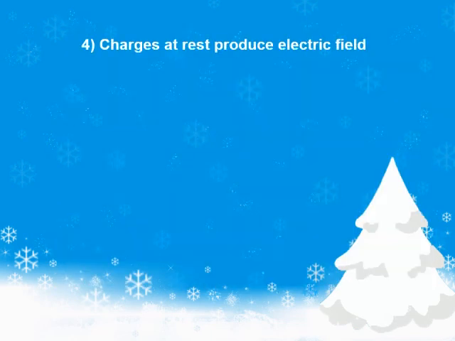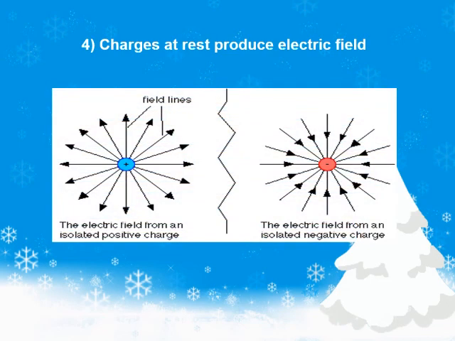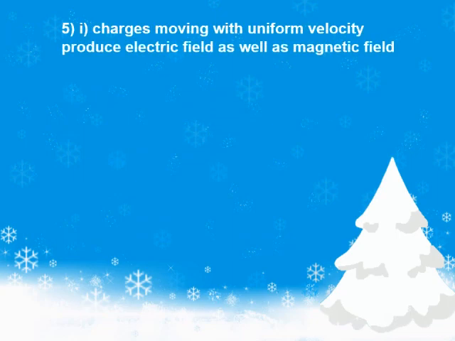Now, charges at rest produce electric field. Here you can see there are two charges, positive as well as negative. Both charges are producing electric field. But the difference is this: in case of positive charge, the electric field lines are directed outwards, while in the case of negative charge, the electric field lines are directed inwards. So this is the main difference between the direction of the electric field lines of positive and negative charge.